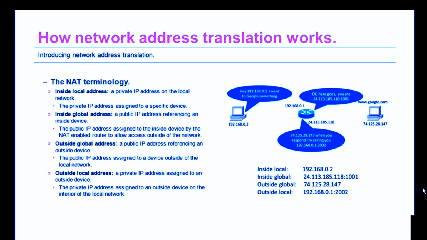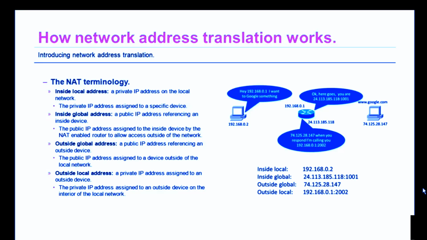And we begin with the inside local address, which is a private IP address on the local network. It is the private IP address assigned to a specific device. Then there's the inside global address, a public address referencing an inside device. The inside global address is the public IP address assigned to the inside device by the NAT-enabled router, allowing access outside of the network. Then there's the outside global address, which is a public IP address referencing an outside device.